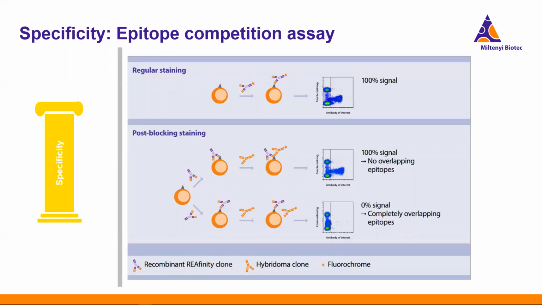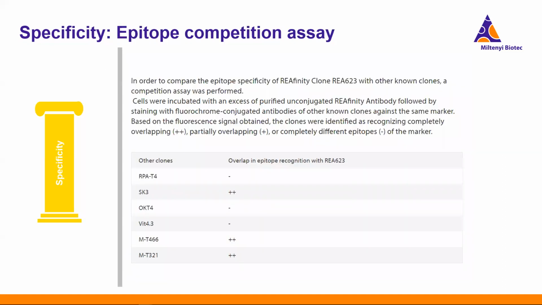And then what we'll do to compare is we'll incubate cells with pure unconjugated reaffinity antibody, and then we'll label after that with a hybridoma clone conjugated to a fluorochrome. So there's two potential outcomes in this kind of assay. First, if there's 100% staining from this, then the hybridoma is recognizing a different epitope than our recombinant antibody. However, if there's no staining, this means that they have recognized the same epitope and our reaffinity antibody blocked the epitope. And this is how we display what that data looks like on our website.